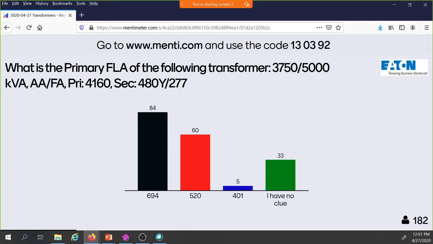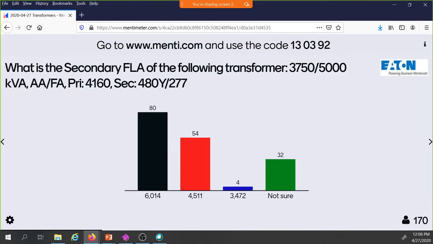You're going to need that 5,000 kVA number. Secondary full load amps, same deal. If I've got 5,000 kVA and I've got the same voltages, I still have 480 volts on the secondary, but I'm just loading that transformer up. I have to calculate my overcurrent protection and things of that nature around that higher 5,000 kVA, because that's the capability. So that's the 6,014 number.